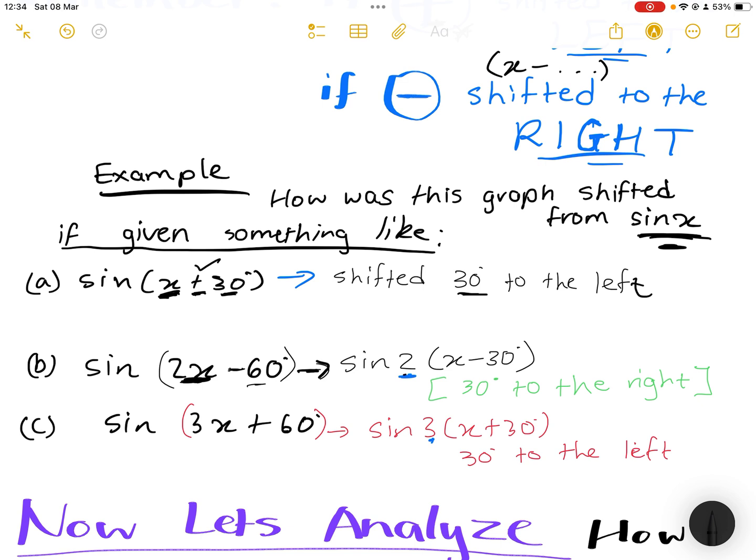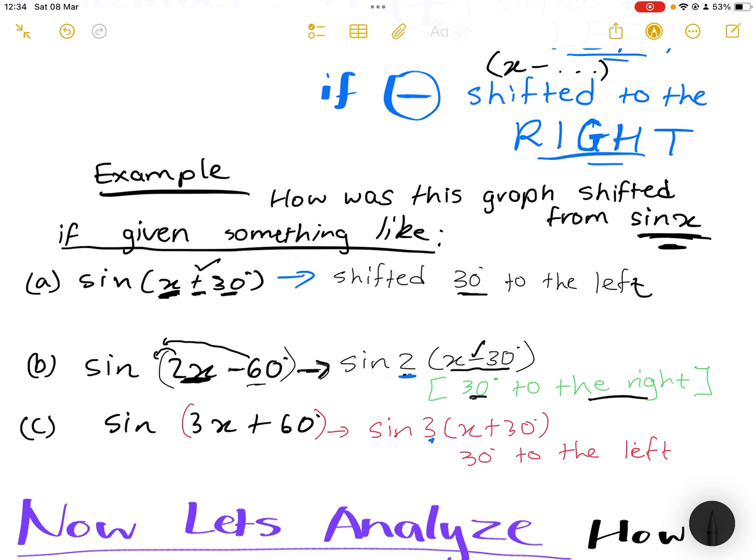So if you take out the common factor of 2, remember, the 2 is also taken out from 62. So you're going to be left with x minus 30. If you're looking at x, that means 30, and there's a minus. So that means it's shifting to the right, how many? It's 30 degrees to the right. That's how we shifted the graph, 30 degrees to the right.